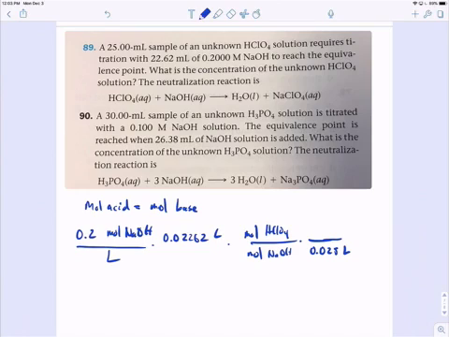You can also do moles acid equals moles base, although I am doing it with dimensional analysis. But that way you would think, okay, I'm going to calculate the moles of sodium hydroxide, then that's the moles of perchloric, and then once I get the moles of perchloric, I divide by the volume to get the molarity. So either way that you prefer, 0.2 times 0.02262 divided by 0.025.